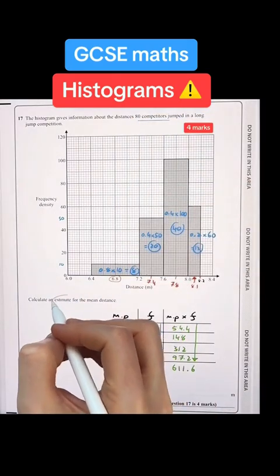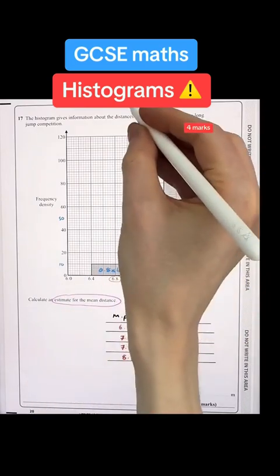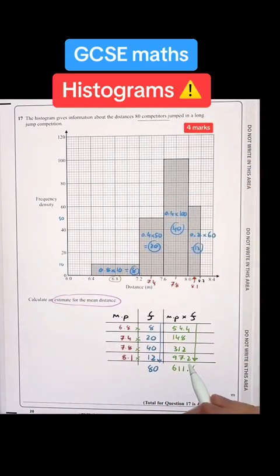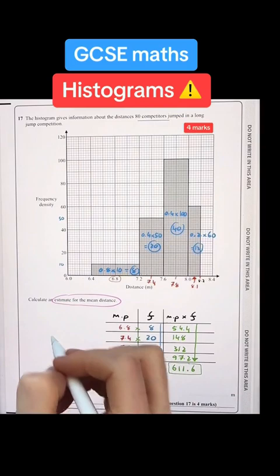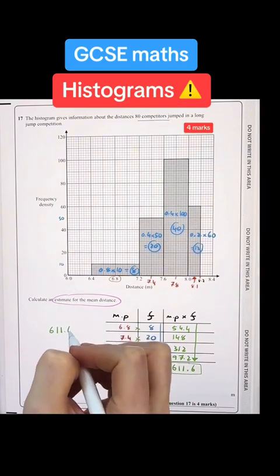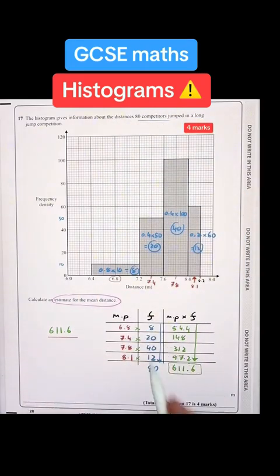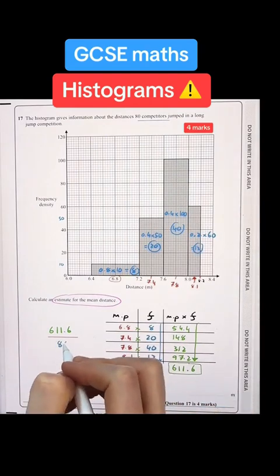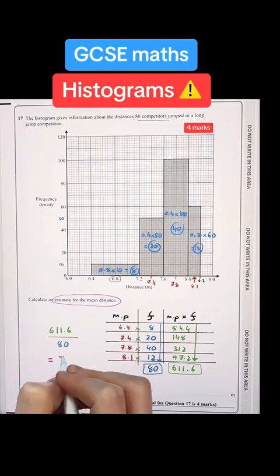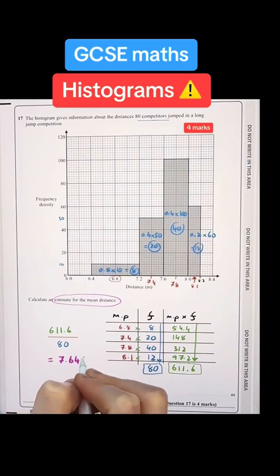As I want to calculate an estimate for the mean distance, it's going to be the total of our midpoint times frequency. In this case, 611.6. That's always going to be the top. And mean is the average, hence we're going to divide by, in this case, the total number of competitors. In this case, our total frequency, where there were 80 competitors, which works out to give us our final answer of 7.645 meters.